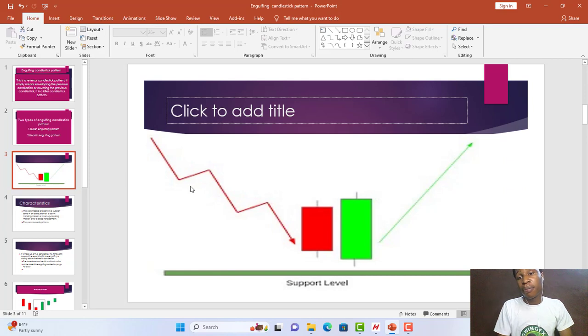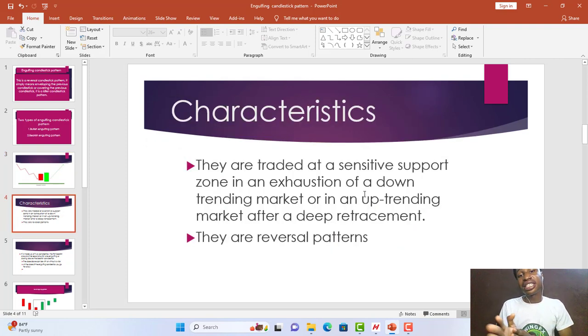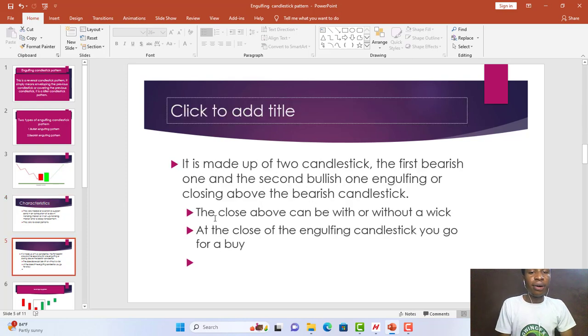For the bullish engulfing pattern, we established this: any candlestick closing above, with or without a wick. They are treated as sensitive support zones. They are reversal patterns. Remember, you can trade at a sensitive support zone, an exhaustion of a downtrending market or in favor of an uptrending market. They are made up of two candlesticks: the first, the bearish one, and the second, the bullish. The close above can be with or without a wick. At the close of the engulfing candlestick, you go for a buy in the forex market.